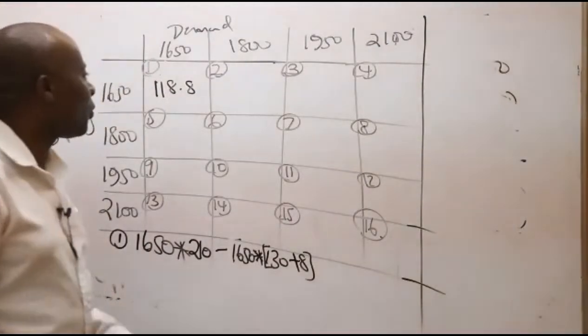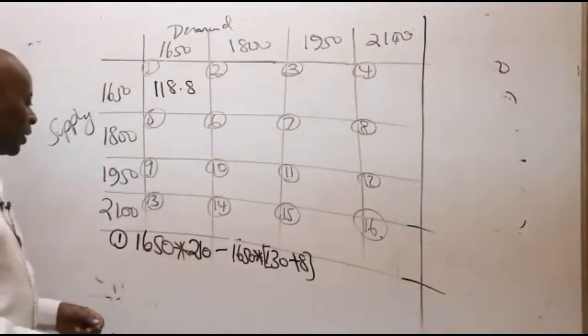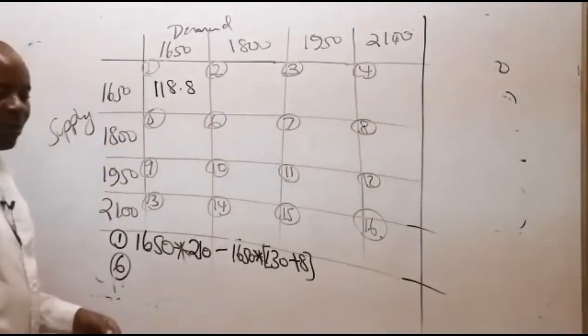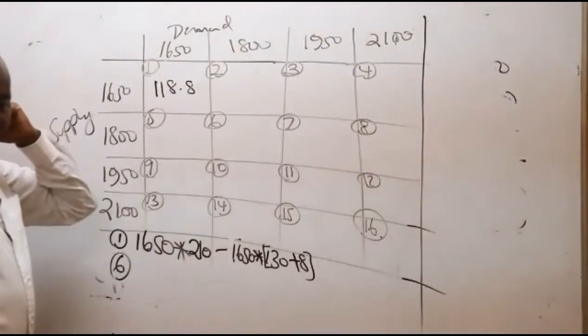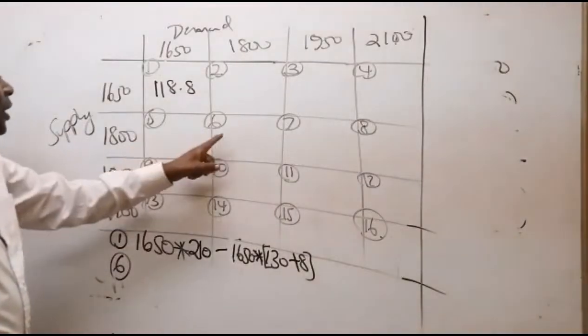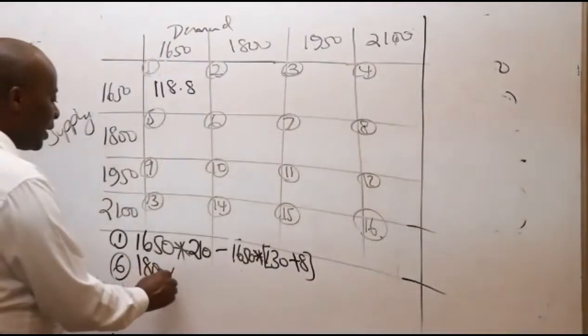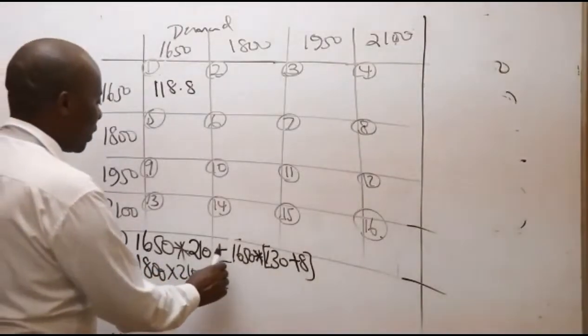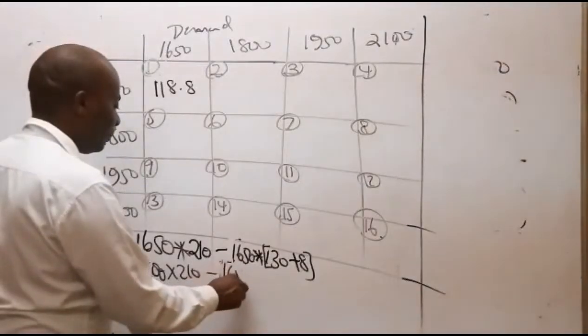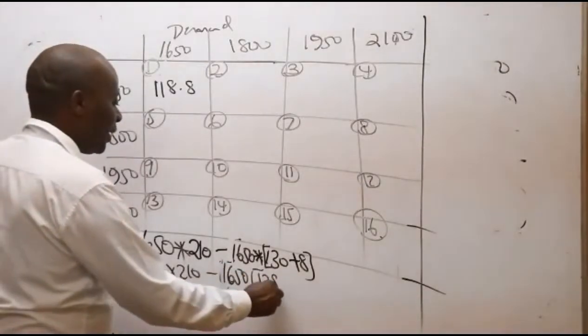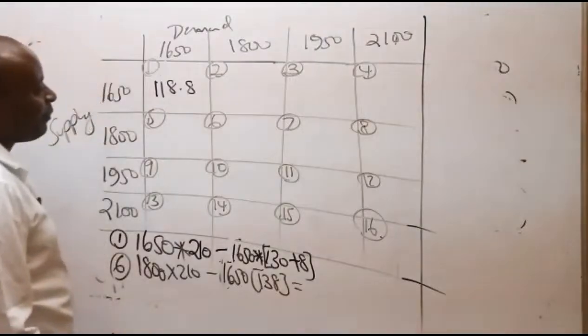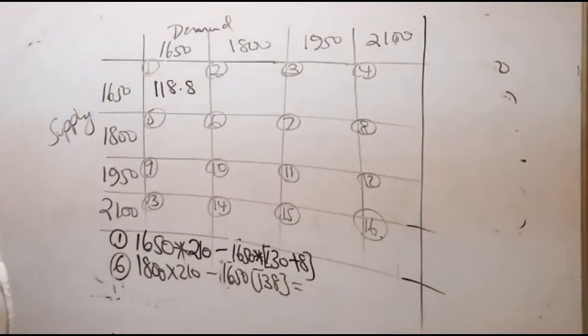Let us go first for the perfect matches. Let's go to number 6. Perfect matches, number 6, I can see it's 1800 vis-a-vis 1800. So here I have 1800 times 210 minus 1650 into 138. Can somebody give me these perfect matches? Number 6, what do we have there, somebody? So that I can get them out of my way. I would want to keep them out of my way.